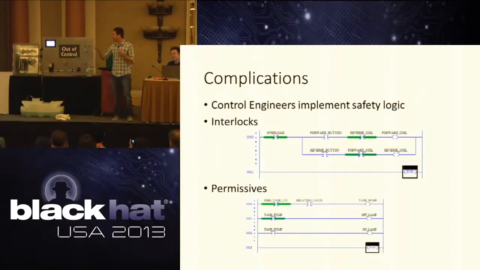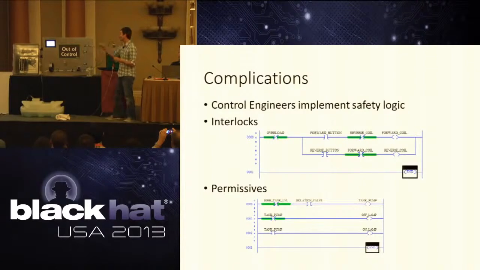But we design that logic, and it looks like these ladder logic diagrams up here. So we call them interlocks and permissives. An interlock prevents two states from happening that shouldn't be happening at the same time, such as we don't want to send current to our forward coil and a reverse coil of our motor because it'll end up shorting it out. So we implement logic in there.